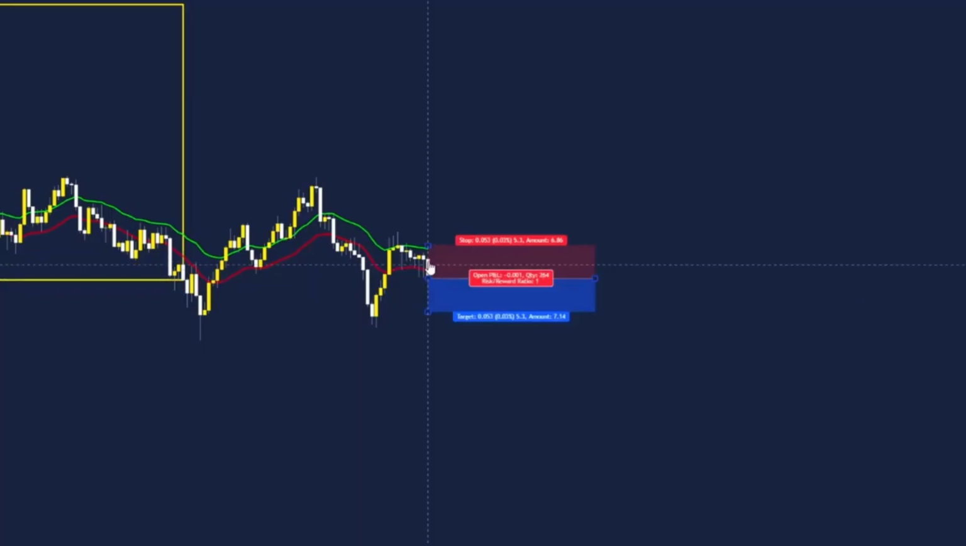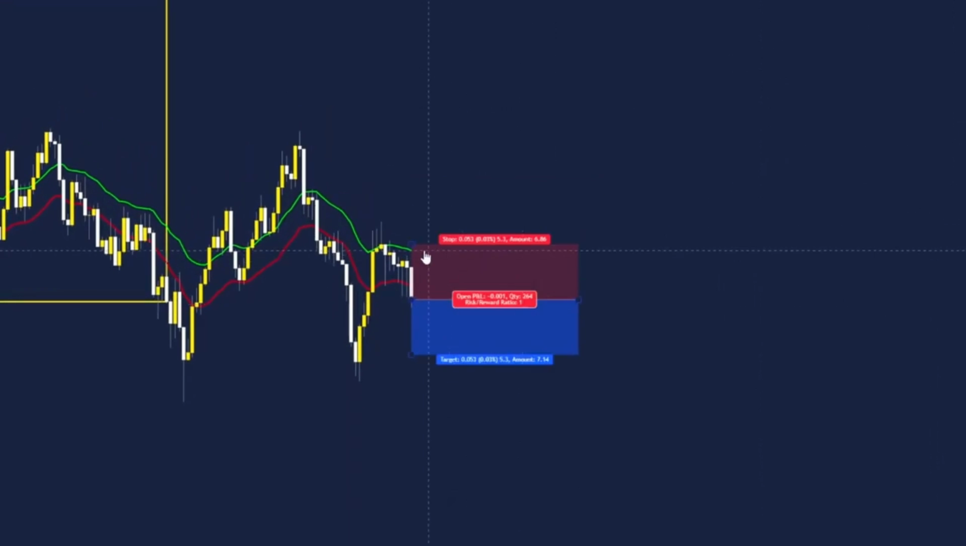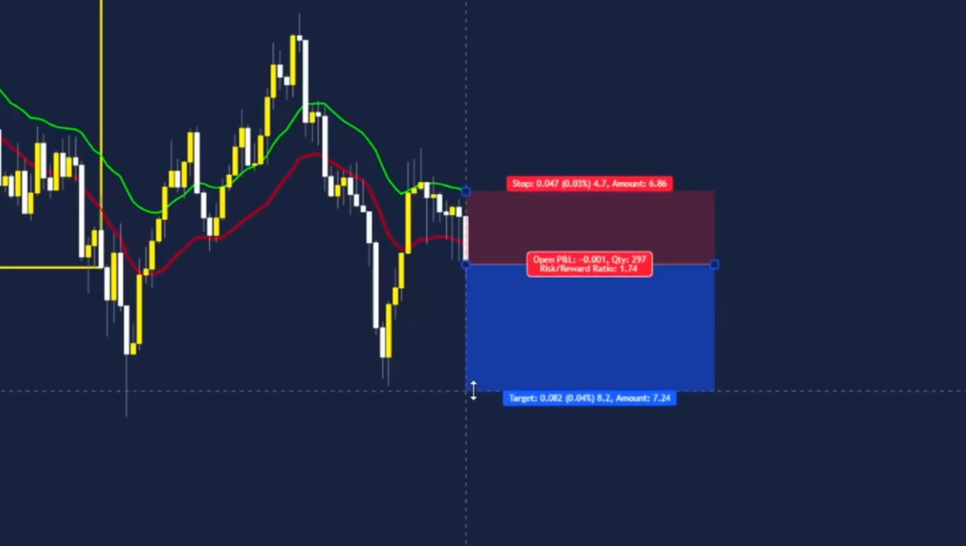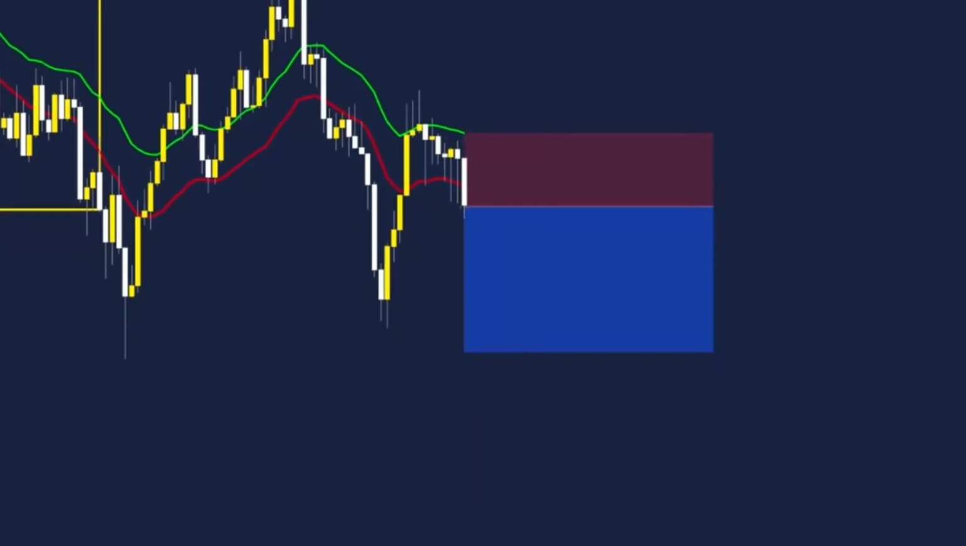So for a sell trade, we want to see the price break out of the box zone during the London or New York session, then pull back into the moving averages. The next step is for price to close back outside and below the red moving average. And on candle close, we can take our entry with this breakout.